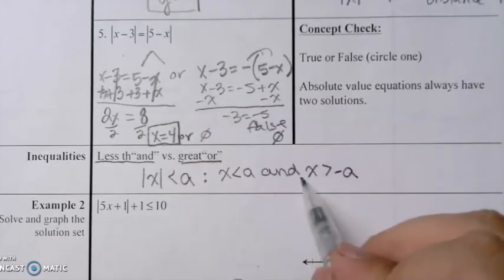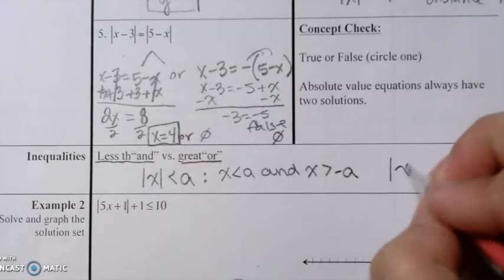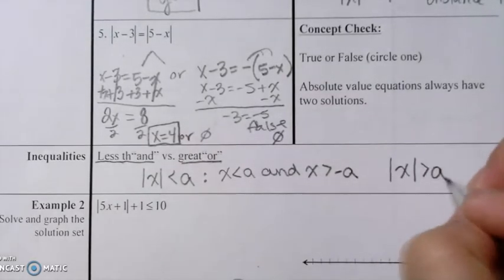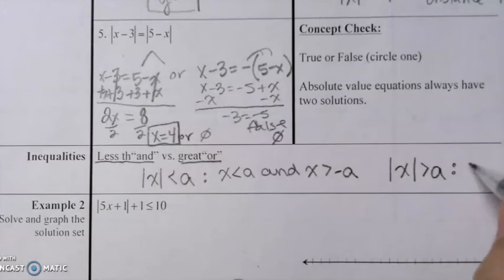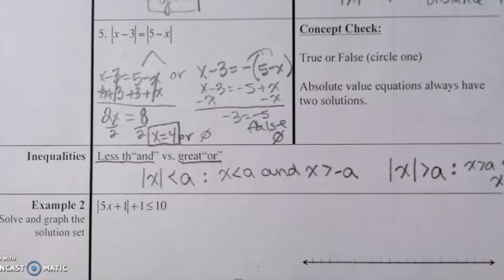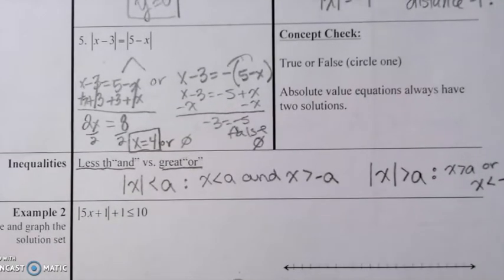So it's an and. Whereas if I have the absolute value of x is greater than a, that splits into the cases x is greater than a or x is less than negative a. Okay, so if it's a less than, it's an and statement. If it's a greater than, it's an or statement. Let's look at some examples.